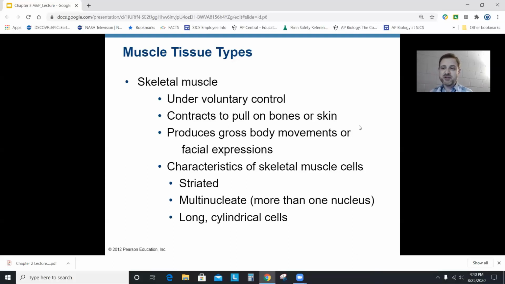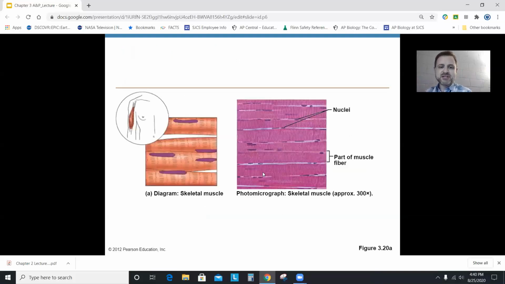They're multinucleate, which means they have more than one nucleus, which is kind of weird. Most cells only have one nucleus, right? Skeletal muscle cells have more than one nucleus. And they're long cylindrical cells, which means they're long and they're skinny. Here's a picture. This is a drawing. Here's an actual microscope image. You can see they have this striped appearance. They're long fibers. And here you can see there's multiple nuclei per cell.